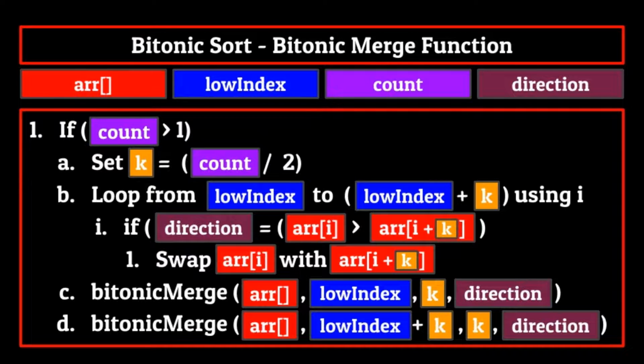The second Bitonic merge call takes in R, the array, low index plus K as the lowest index, K as the number of elements to Bitonically merge, and direction as the direction. The reason we do this is so that we can guarantee we have a sorted list. Bitonic merge takes in two Bitonic sequences and combines them together into one large sequence. But here's the thing. When this process concludes, we aren't always guaranteed a sequence which is correct.